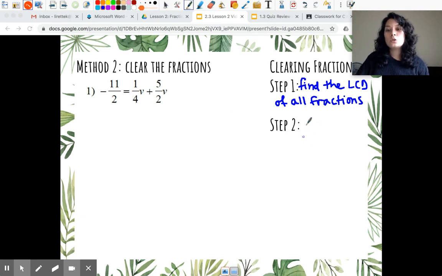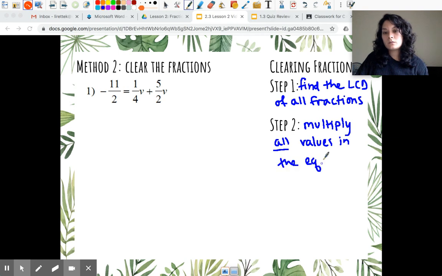And then step 2, we multiply all values in the equation by the least common denominator. And what ends up happening is that the denominators will all turn into 1s, and they'll either cross cancel that LCD or cross reduce it to something smaller.